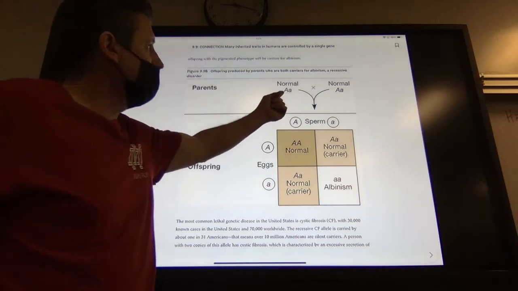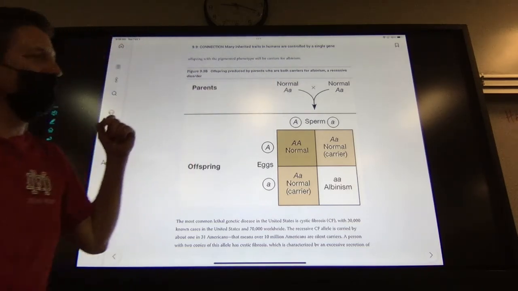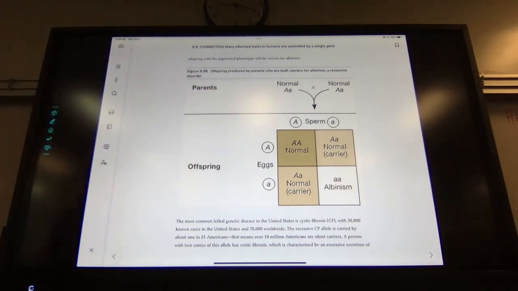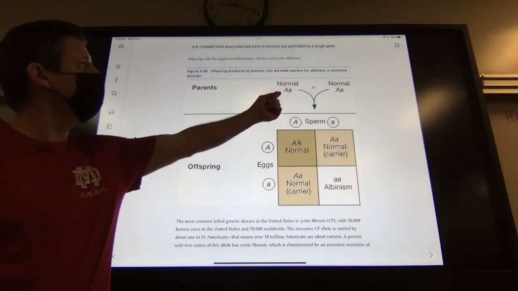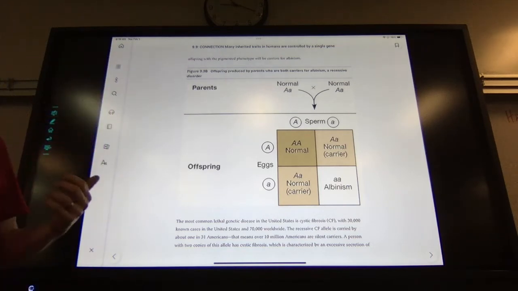When you see an uppercase and a lowercase, that means that they're a hybrid. They're a mixture. If they were all capital letters, they would be homozygous, kind of like a purebred. So they could be homozygous dominant if they have 2 capital letter A's, homozygous recessive if they had 2 lowercase letter A's. But in this case, you can see they're hybrids. The other name for that is heterozygous.